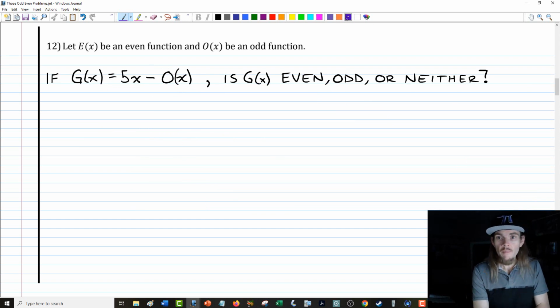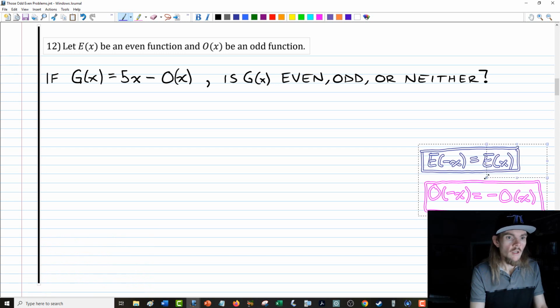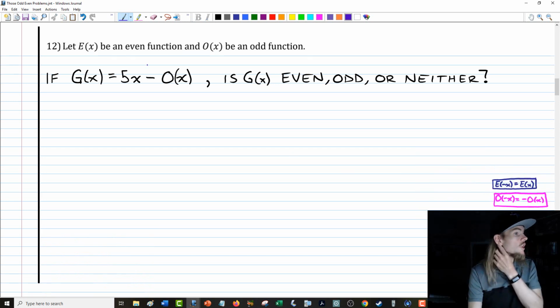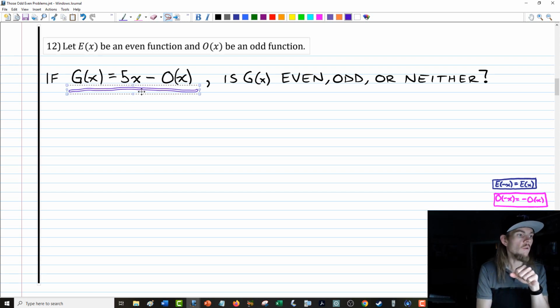The second made-up problem, again, I'll do a couple real ones, but these are the made-up ones first. So our second made-up problem here, and I'll, again, paste in those little pieces here. So in looking here, we have g of x in this case. Gee, that should be interesting. 5x minus o of x. And the question is, is g of x even, odd, or neither?